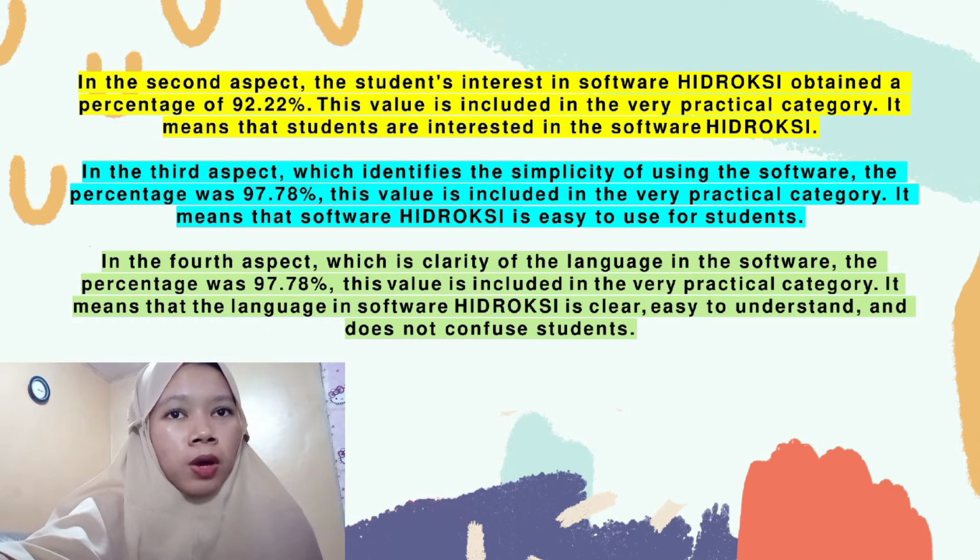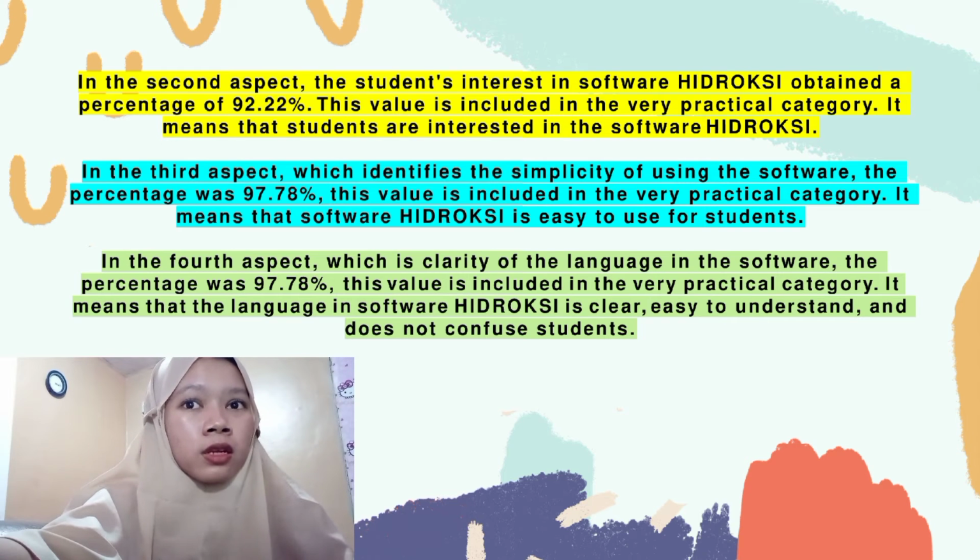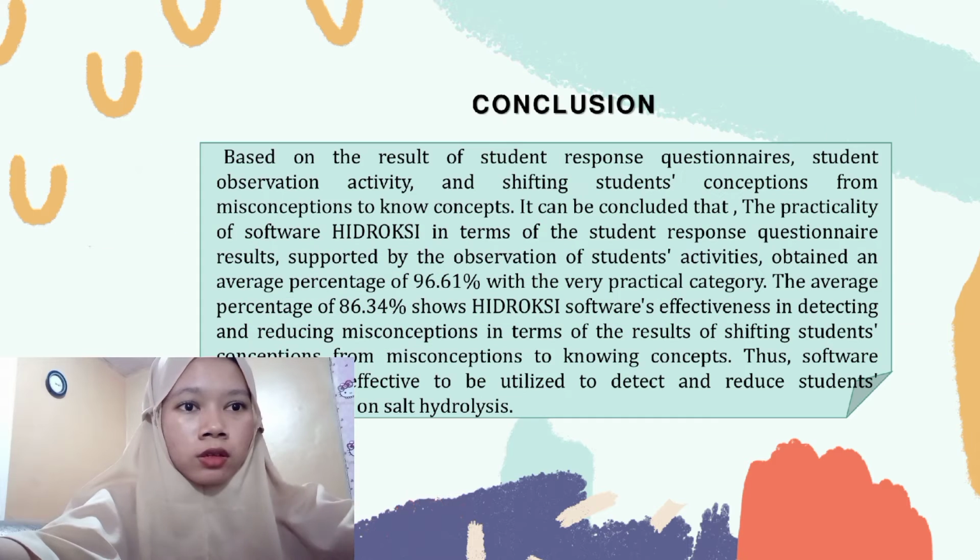In the fourth aspect, which is clarity of the language in the software, the percentage was 97.78%. This is included in the very practical category. It means that the language in software Hydroxy is clear, easy to understand, and does not confuse students.